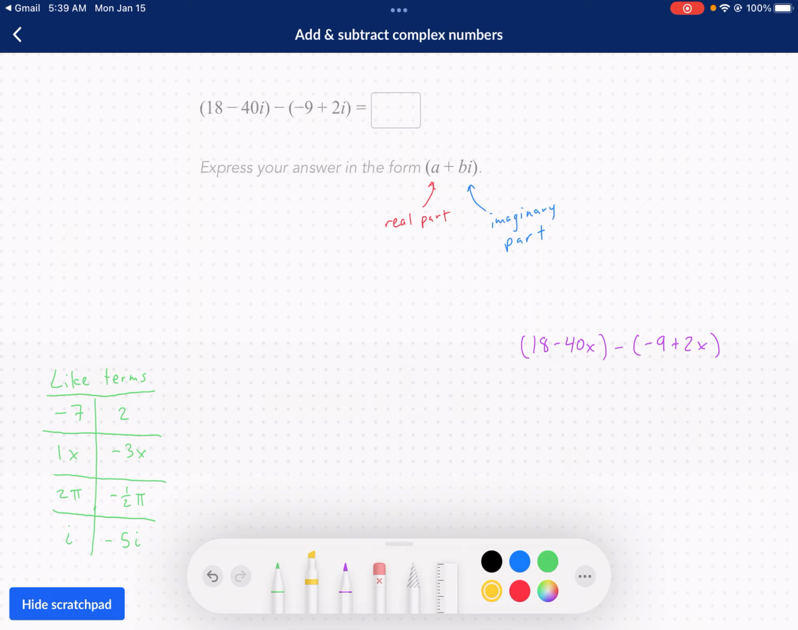I'm first looking at this part. Express your answer in the form of a plus bi. This is a complex number. That's the notation for it. And the real part and imaginary part are designated here. So anytime it has this i next to it, that means it's some sort of imaginary number. And if it just has a normal number, then it's a real number.